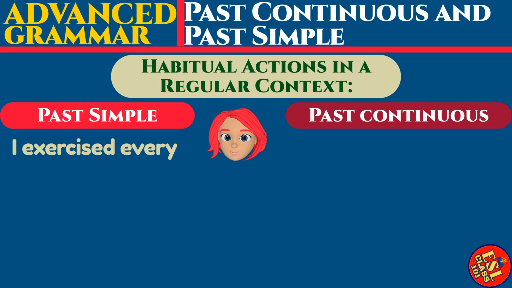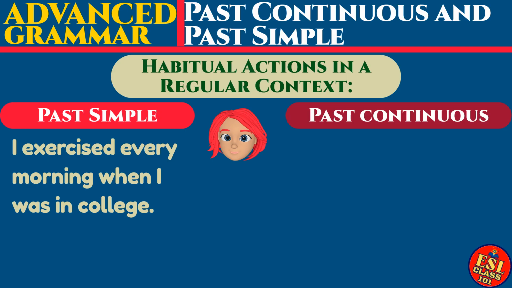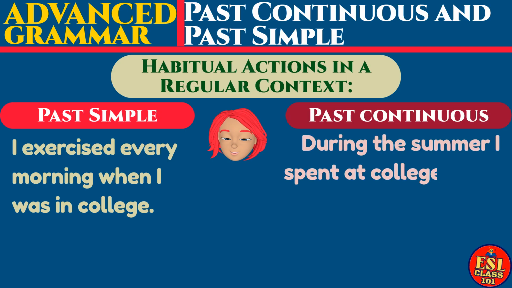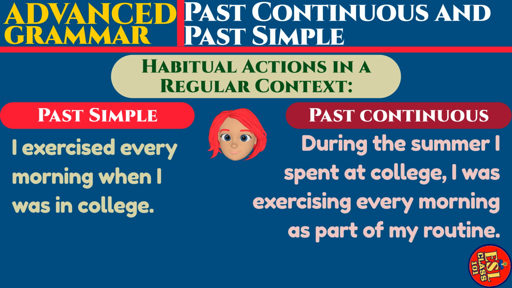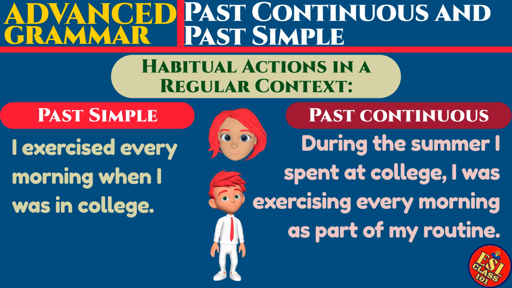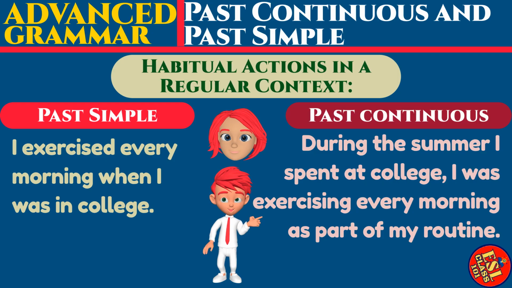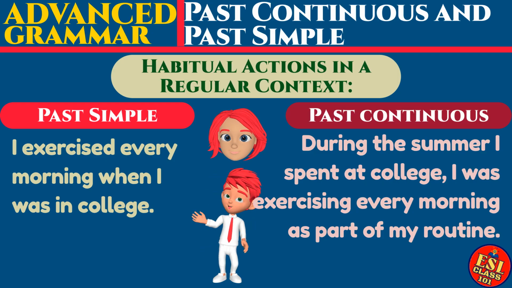I exercised every morning when I was in college. During the summer I spent at college, I was exercising every morning as part of my routine. In the past continuous example, the emphasis is on the temporary nature of that summer period during which the repeated actions occurred.